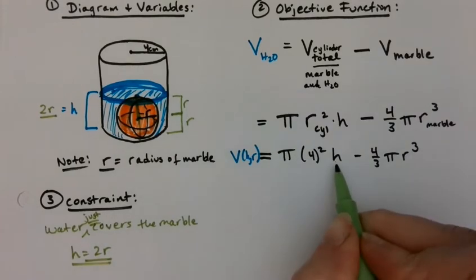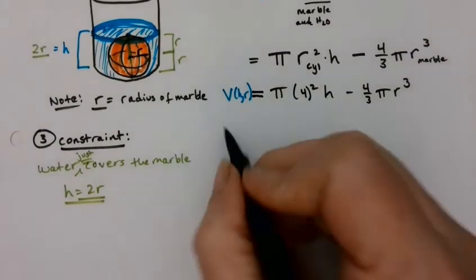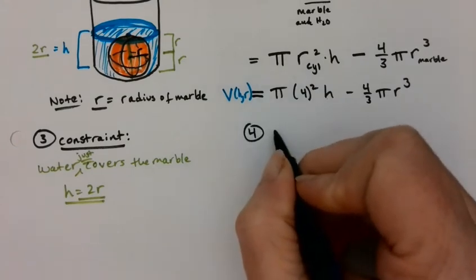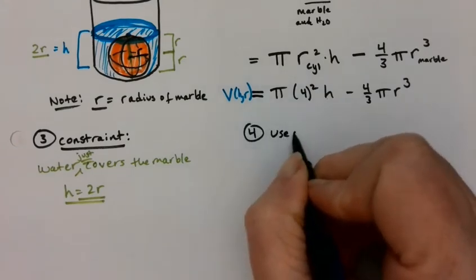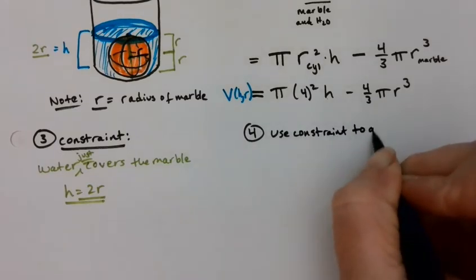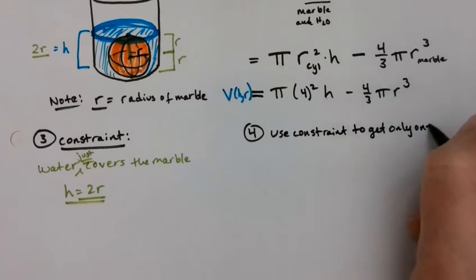That gives me what I can put in right over here for step 4. So I can say, okay, if my h is equal to 2r, then I can use that constraint, use that fact to get only one variable, right? Rather than h and r, I only want one variable, r.